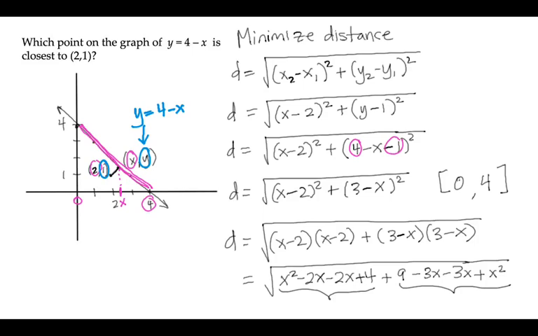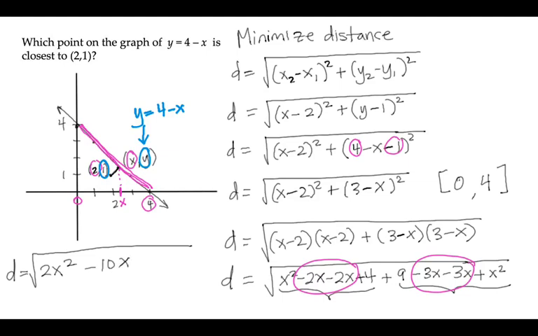All right. So I'm going to combine all of my like terms together. Got a lot of stuff going on here. I'm going to come over here on the left and try to simplify that a little bit. So I've got x squared and another x squared, so I've got 2x squared. For my x's, minus 2x, minus 2x, minus 3x, minus 3x. That's going to give me minus 10x. And then my constants, I've got plus 4 plus 9, so plus 13.